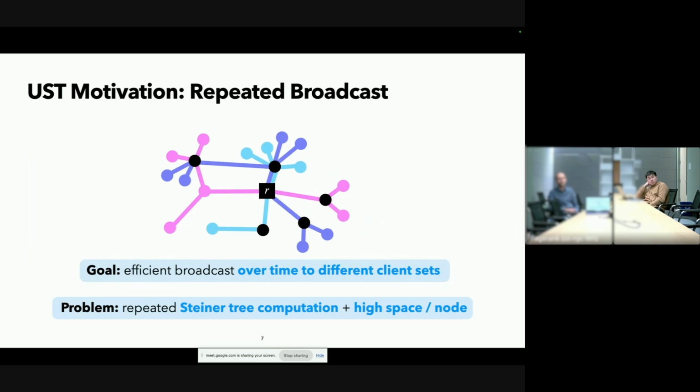So repeatedly computing new Steiner trees is bad. It's bad from a computation perspective because we have to solve, or approximately solve, Steiner tree every time we want to broadcast. It's bad from a space perspective.